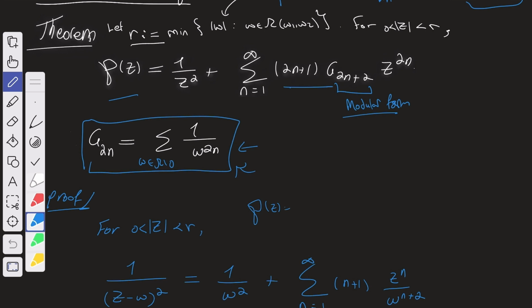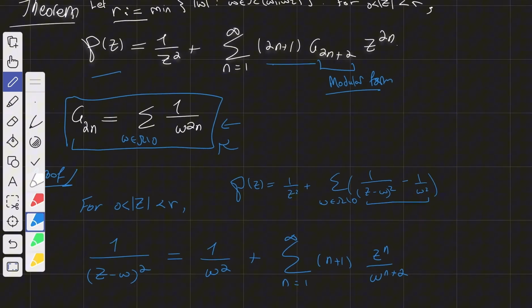So p of z is equal to 1 over z squared plus the sum over the omegas that are non-zero of 1 over (z minus omega) squared minus 1 over omega squared. So this is the function that we have, and we want to consider the Laurent expansion of this function. So we'd better study what this summand is.